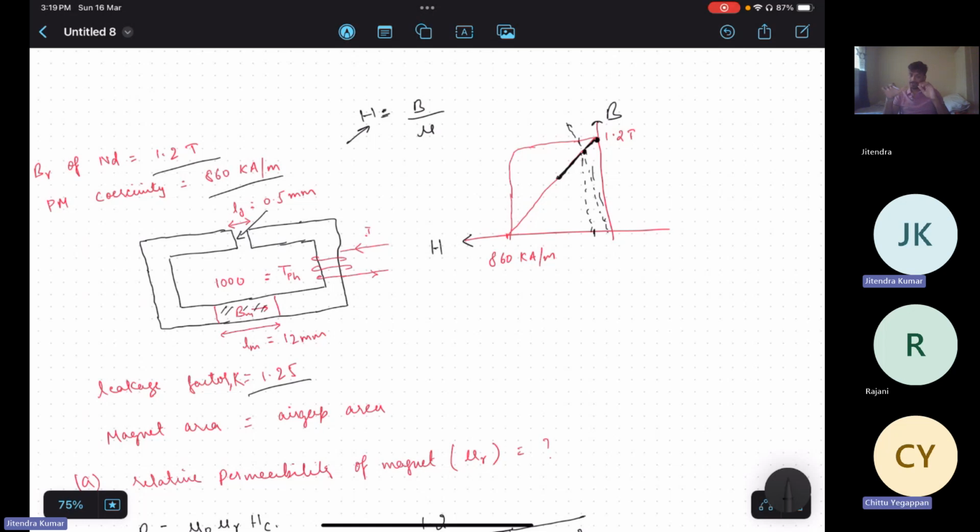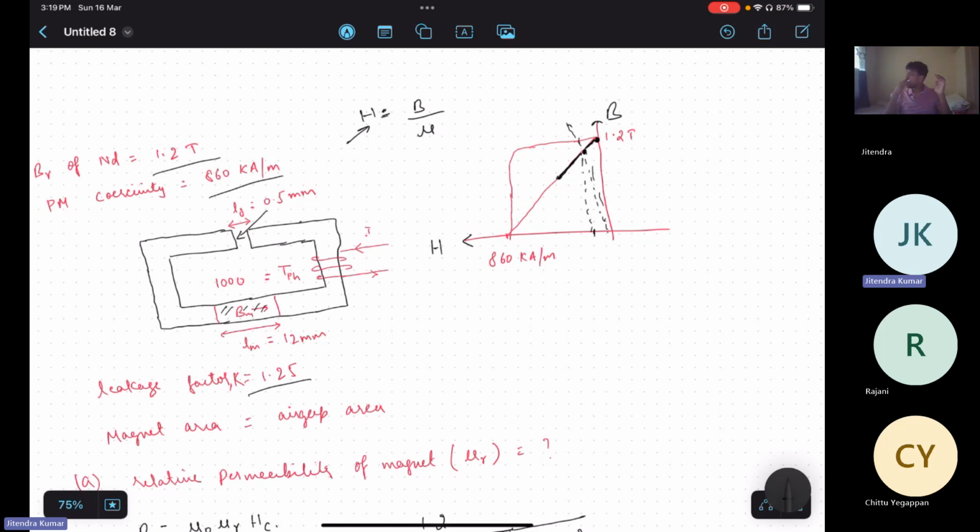What happens when they are creating flux? Here we are ignoring the reluctance of the core, because the major part of the energy of the permanent magnet is going into establishing the flux in the air gap, right? And when that happens, it means the permanent magnet is supplying, it means it is operating at a certain coercive force, right?